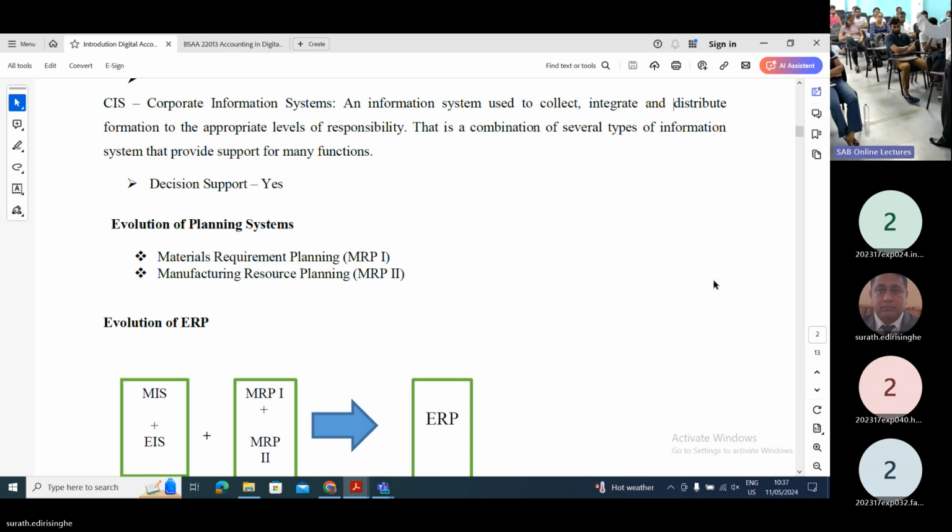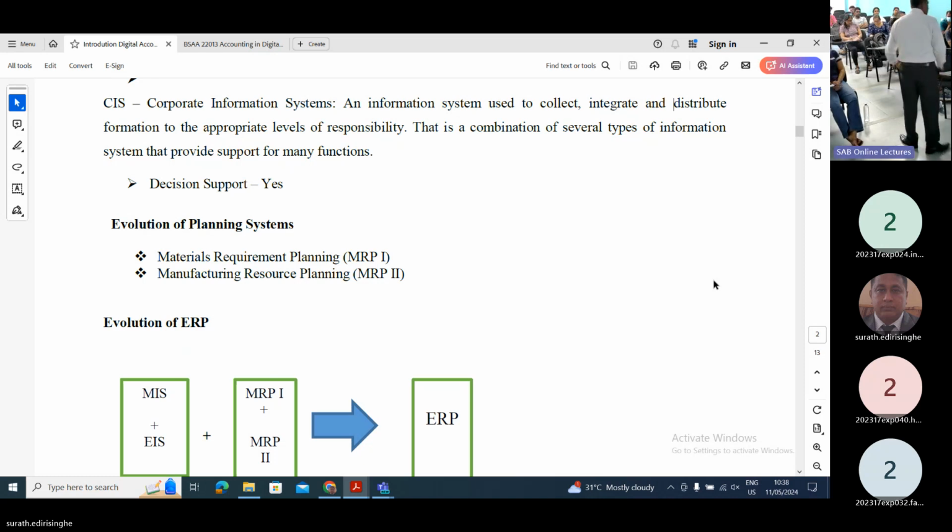The entire manufacturing process will be coordinated by MRP 2. MRP 1 coordinates the production process based on the finished good requirement: what are the materials required.